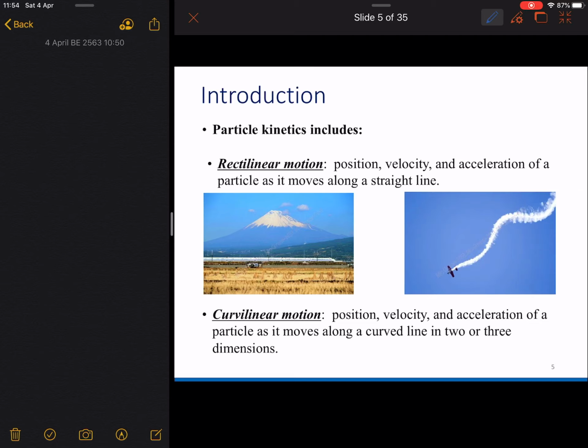For example, here you can see a train, and the movement is in this direction, so it is only along a line. When you walk on a walkway, you walk in a straight line, which we call rectilinear motion. But if you walk like this, for example, we call it curvilinear motion. So there are 2 kinds of motion here.